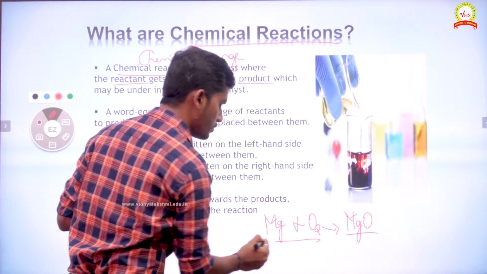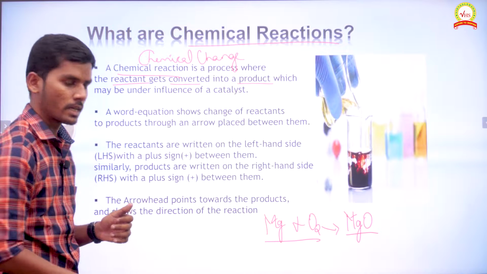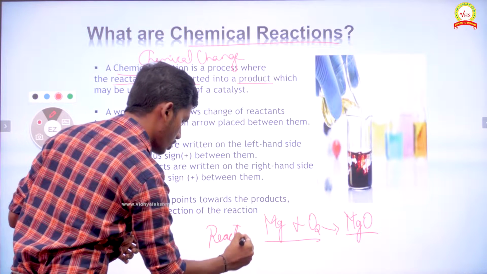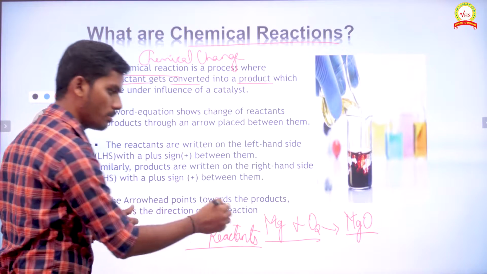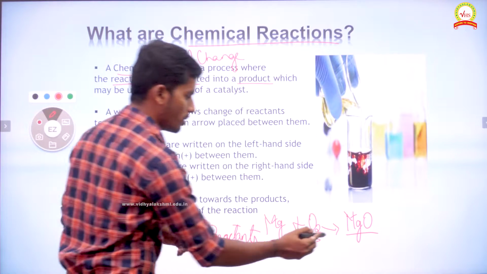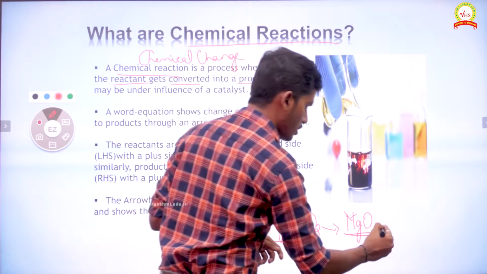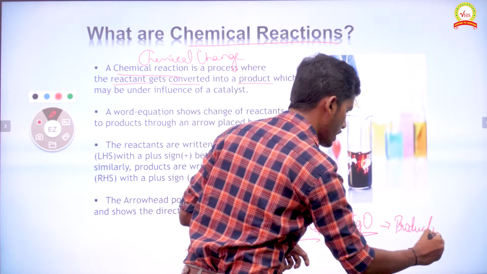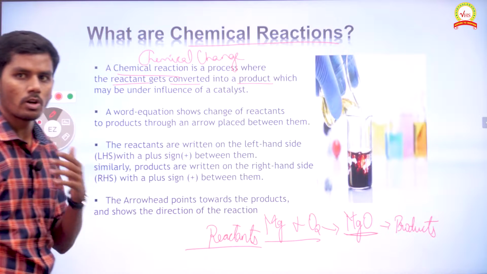So the substances which are going to react, we call them reactants. Reactants will always be written on the left hand side of the chemical equation. And this magnesium oxide, we call it a product. Products are nothing but the substances which we get after the reaction. That is what we call products.